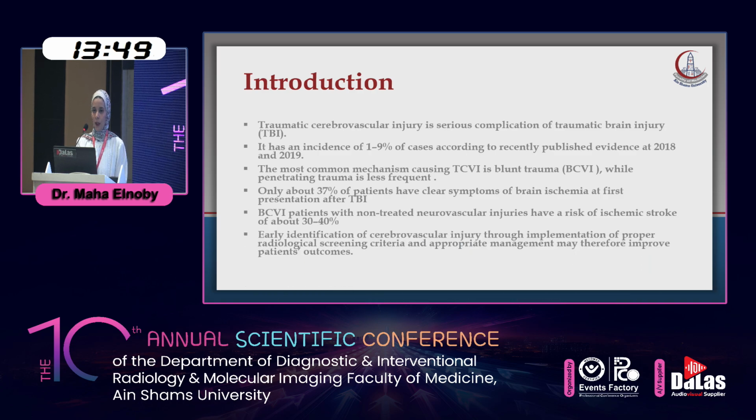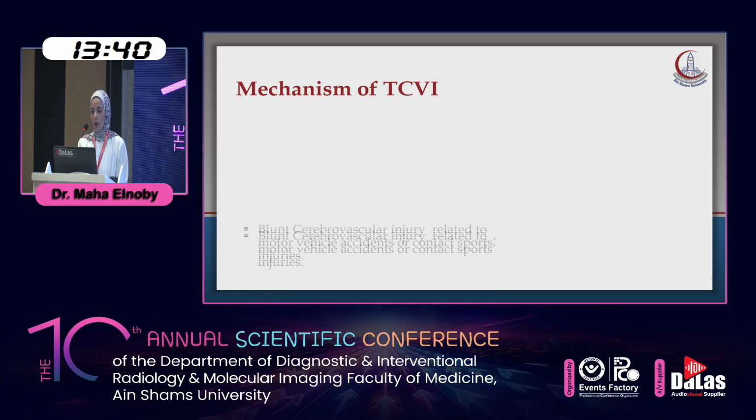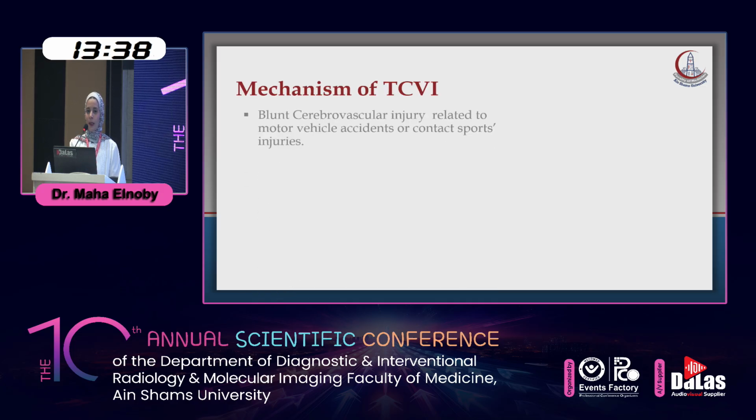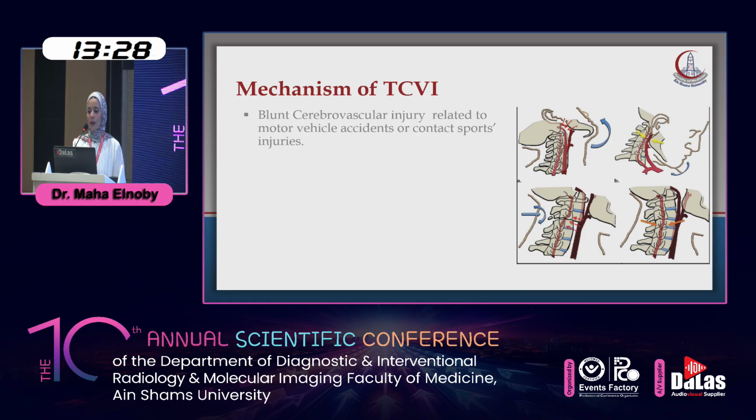So, early identification of cerebrovascular injuries through implementation of proper radiological screening criteria and appropriate management may therefore improve the patient's outcomes. What is the mechanism of traumatic cerebrovascular injuries? Blunt cerebrovascular trauma, and it is the most common. It is related to motor vehicle accidents or contact sports. Blunt injuries can result from sudden acceleration, deceleration, hyperextension, hyperflexion, and rotational trauma.